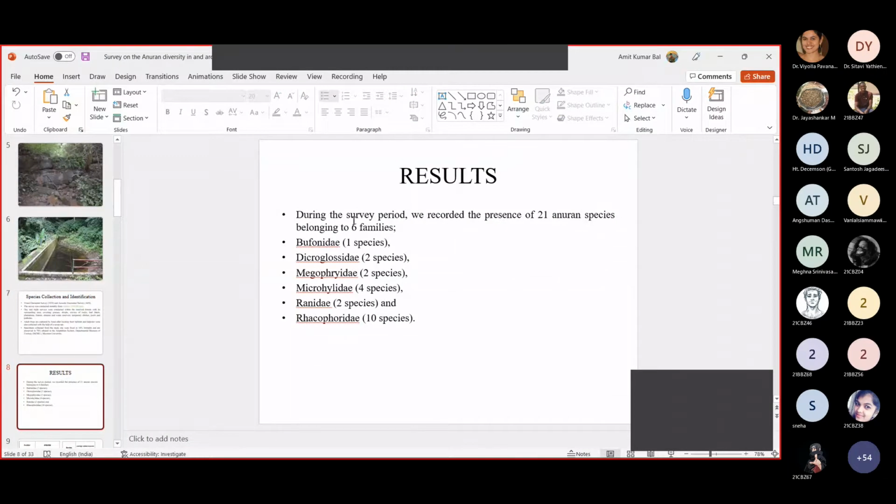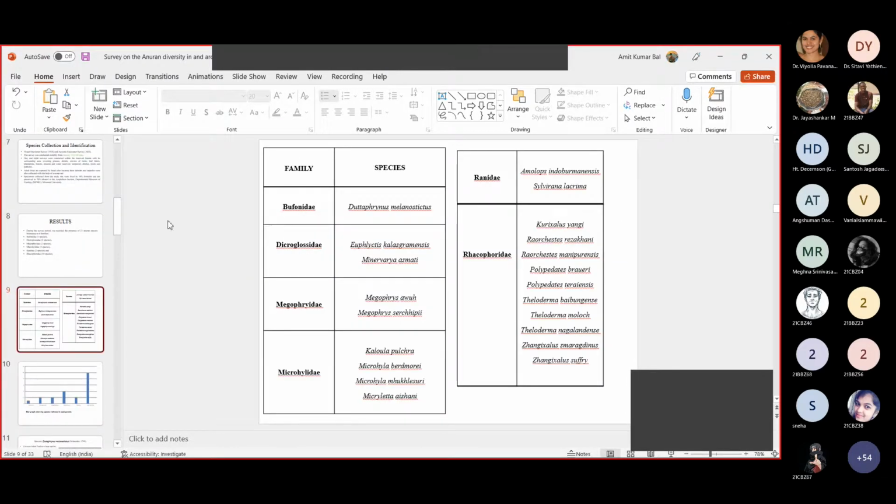So going to the results, during our survey period, we recorded the presence of 21 anuran species belonging to 6 families. From the Bufonidae, we have the Duttaphrynus melanostictus, and the Dicroglossidae is represented by the Euphlyctis kalasgramensis and the Minervarya asmati. From the Megophryidae, we have the Megophrys, and from the Microhylidae, we have the Kaloula bullfrog, Microhyla berdmorei, Microhyla mukhlesuri, and the Microhyla aishani.